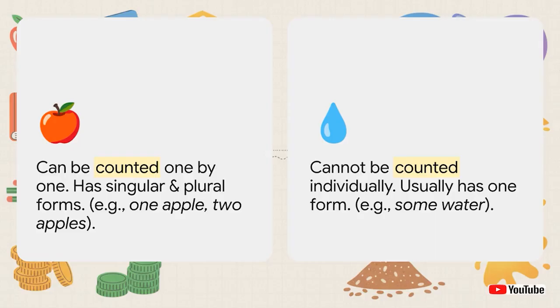But uncountable nouns, well, those are things you see as a whole, like a big mass or a concept. Think about water or rice. You just can't say 2 waters, right? Instead, you'd say some water, or maybe something like 2 bottles of water.